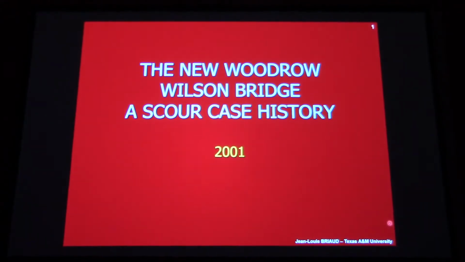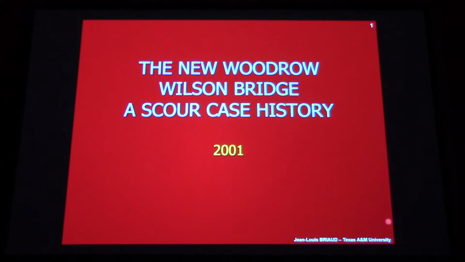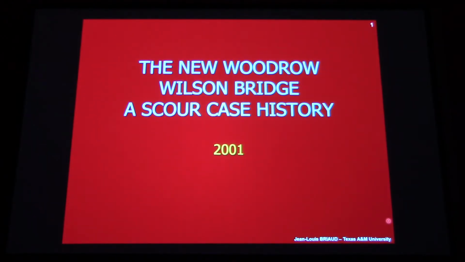So the Woodrow Wilson Bridge, there is an old wooden Wilson Bridge that existed in Washington D.C., but in 2001 a new bridge was designed and opened in about 2006 because the old one was too small and larger traffic needed to be accommodated.